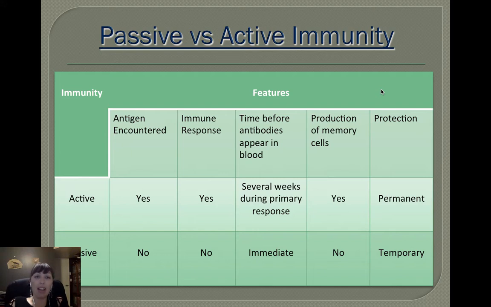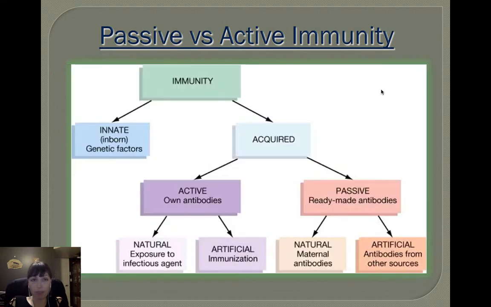Passive immunity is where there isn't an antigen encountered. This is like with tetanus, where you get a deep cut and you know that you need to protect yourself. So you go to the doctor and they give you a shot that has antibodies in it. It's not your own immune response, but the time before the antibodies appear in the blood is immediate. There's no production of memory cells, and the protection is only temporary.